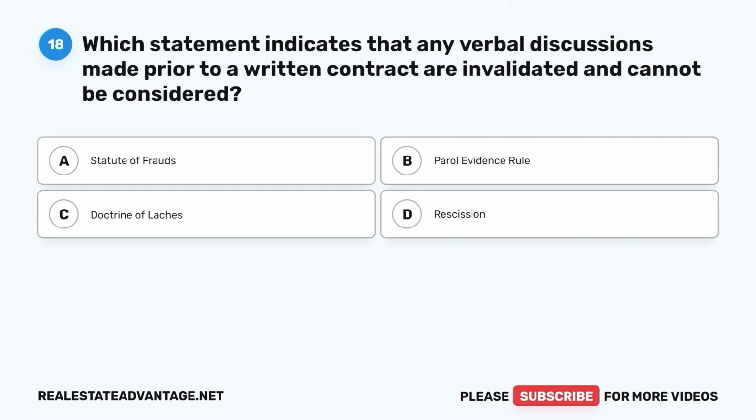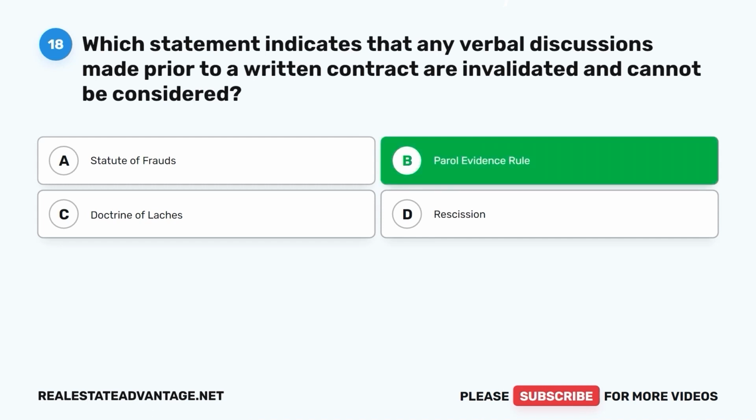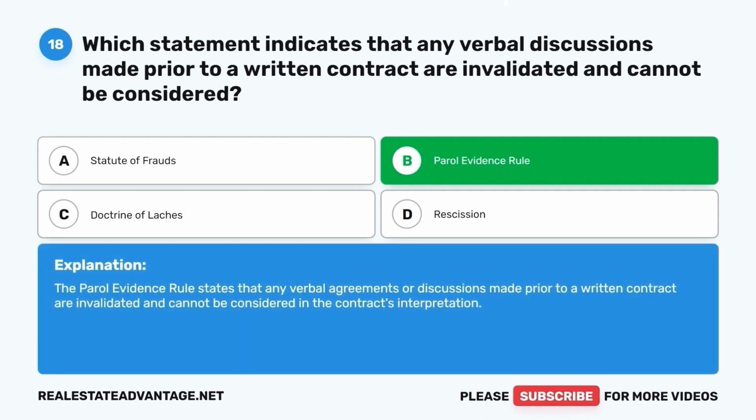Question 18. Which statement indicates that any verbal discussions made prior to a written contract are invalidated and cannot be considered? A. Statute of frauds. B. Parole evidence rule. C. Doctrine of laches. D. Rescission. The correct answer is B. Parole evidence rule. The parole evidence rule states that any verbal agreements or discussions made prior to a written contract are invalidated and cannot be considered in the contract's interpretation.